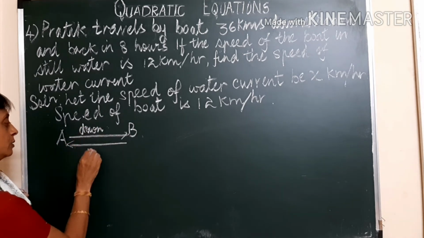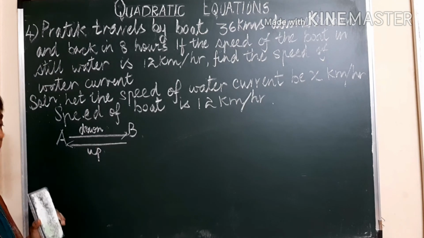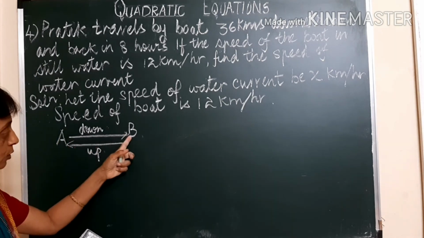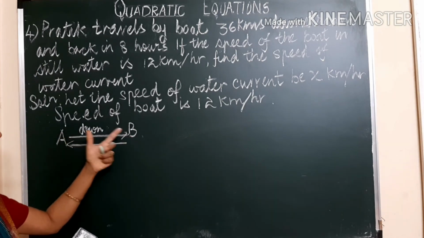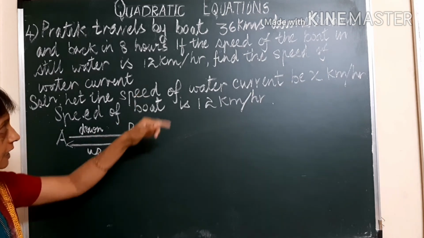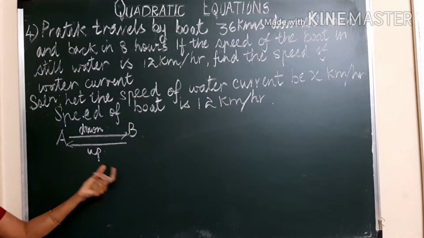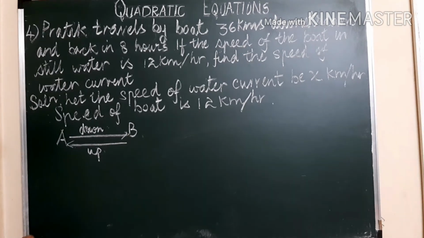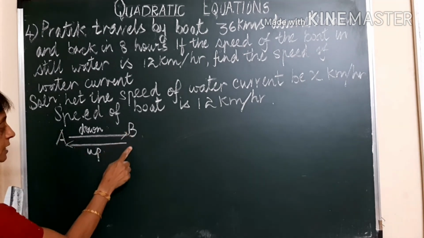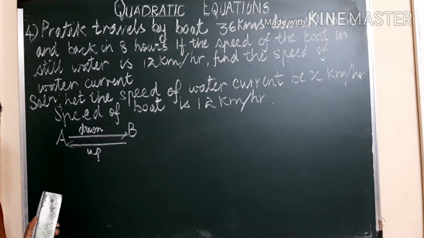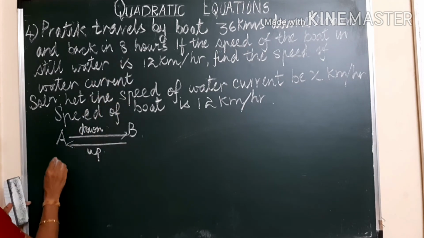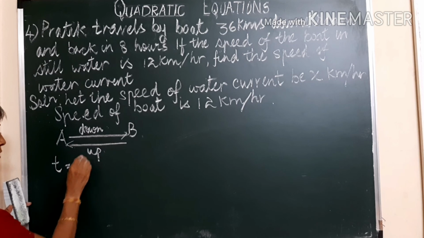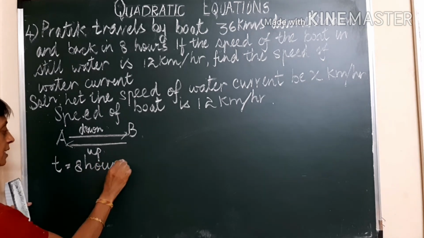So this is downstream and this is upstream. He goes 36 kilometers from point A to B, as well as again back from B to A. Upstream he travels 36 kilometers. Now the total time taken for this whole travel is 8 hours. So T is equal to 8 hours.